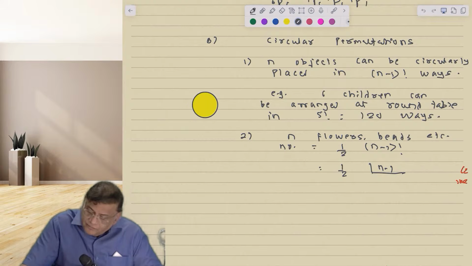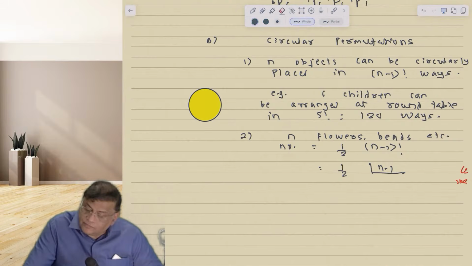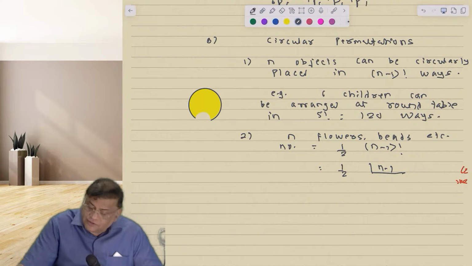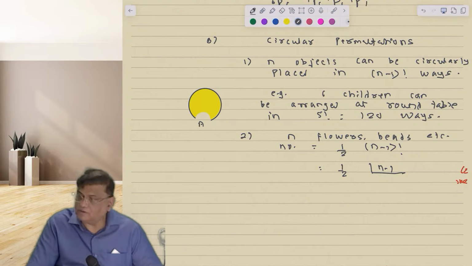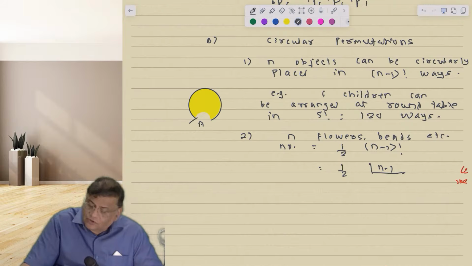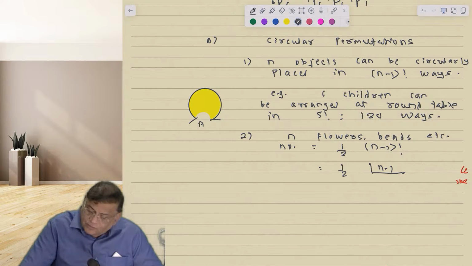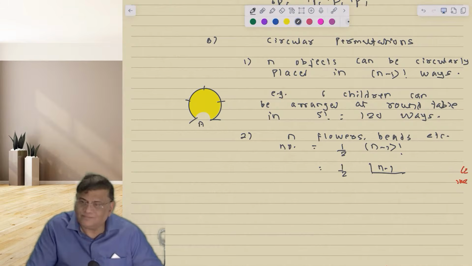Right? What I will do is, I will tell anybody to sit at any place. So when one person goes and sits here, the circle is broken. Now it has got a left corner, right corner. So for the remaining 5 people, 1, 2, 3, 4, 5, it is like a row.